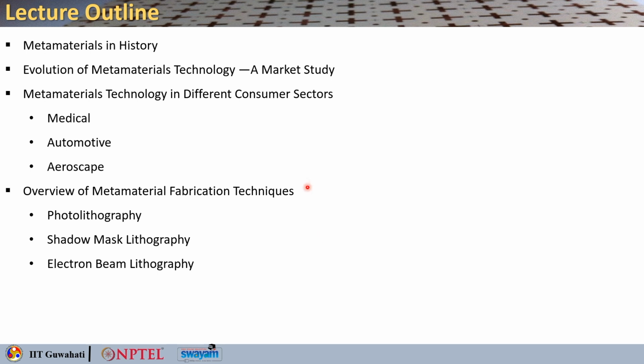Here is the lecture outline. We will briefly look into metamaterials in history, and discuss the evolution of metamaterial technology with the help of a market study. We will see how metamaterials technology features in different consumer sectors such as medical, automotive, aerospace. We will also talk about metamaterial fabrication techniques such as photolithography, shadow mask lithography and electron beam lithography, just to give you an idea of how things are actually made.